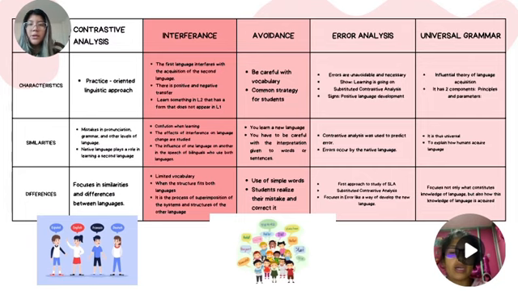Okay. This comparative table will discuss the characteristics, similarities, and differences between contrastive analysis and interference, avoidance, error analysis, and universal grammar. Interference characteristics: it occurs when the first language confuses students when they want to learn a new language. There are two types of interference, positive and negative. The positive is when the structure fits in both languages, and the negative is when the L1 is used in a bad way in the L2.